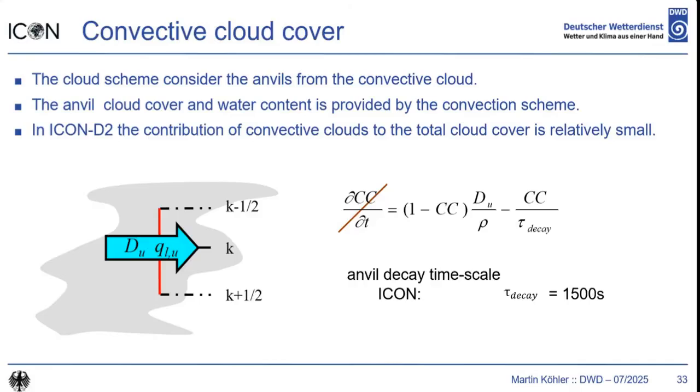And in this equation, we even throw out the prognostic term on the left-hand side. So we say this whole thing is in equilibrium. We constantly blow in air from the anvil, from the convection, and we constantly, slowly decay. And then we can write down an instant diagnostic balance of cloud cover.